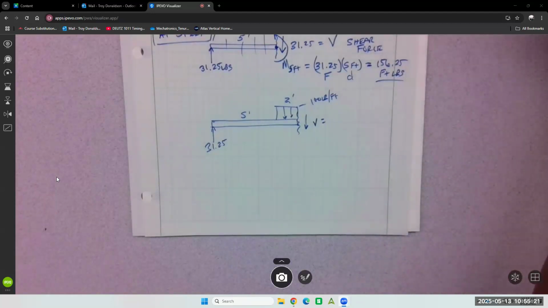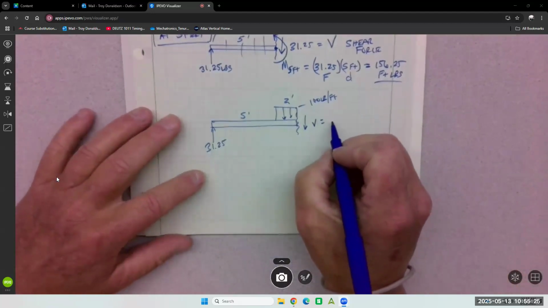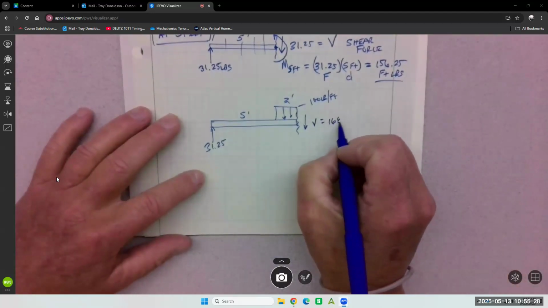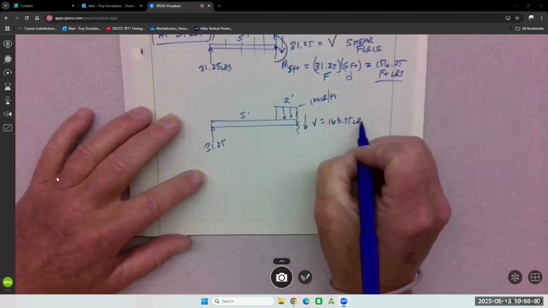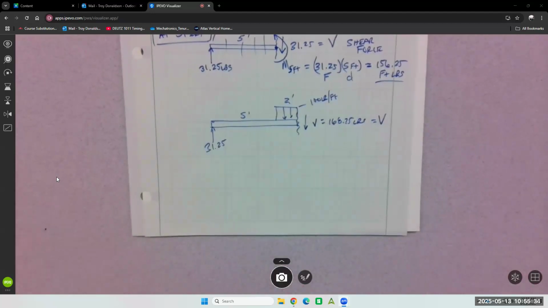Have that number for me. 168.75. Say again. 168.75. 168.75 pounds of V shear force. That changed dramatically. It was 31, right? Now we have a lot more shear because of that distribution.